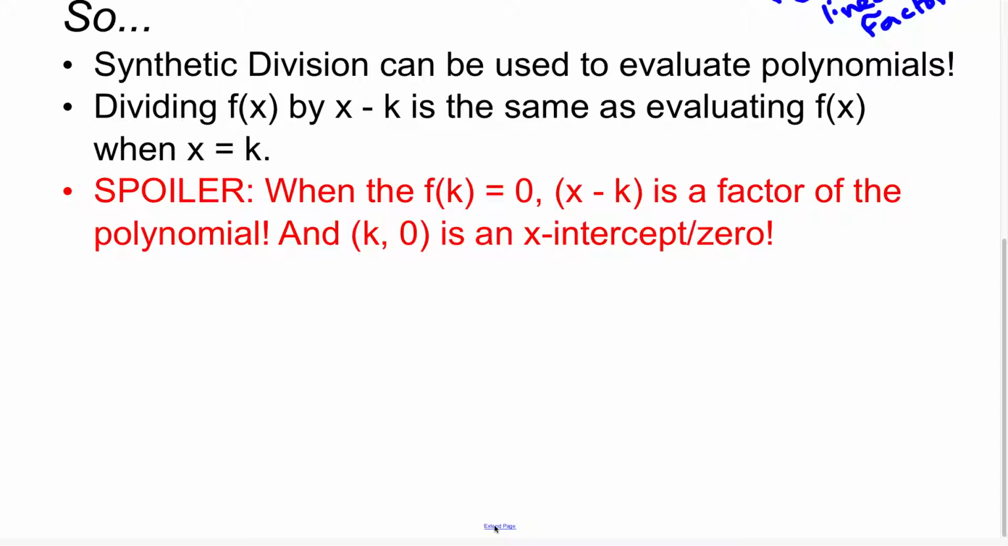When f of k equals 0, remember, f of k is also your remainder. When your remainder is 0, you have a factor. And if you have a factor, then you have a 0 or an x-intercept. So that's going to be super great for us because eventually, with our polynomials, we're going to be looking for our x-intercepts.